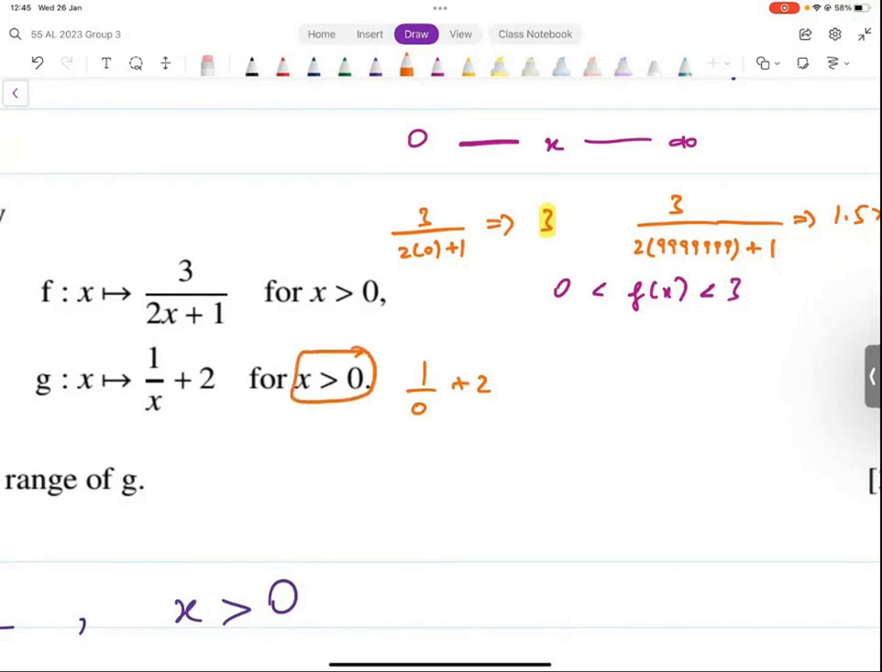x greater than 0, right? You put a value that's very close to 0 but slightly above 0. On x greater than 0, put a value slightly larger than 0. So you can try, for instance, 1 over 0.0000. Keep adding zeros, as many as you want, and then you have plus 2. What do you get for this?